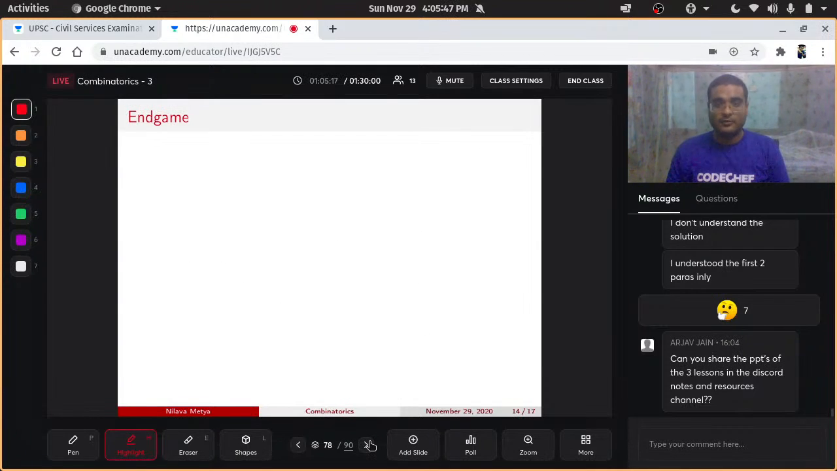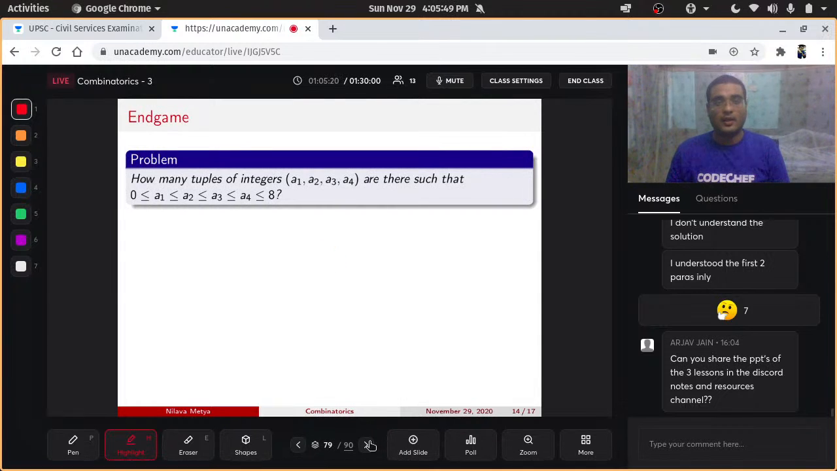Right. And the last problem. So again a poll I'll give you. How many tuples of integers a1, a2, a3, a4 are there such that these are non-decreasing? So 0 less than a1 less than or equal to a2 less than or equal to a3 less than or equal to a4, and they are between 0 and 8, inclusive of both.